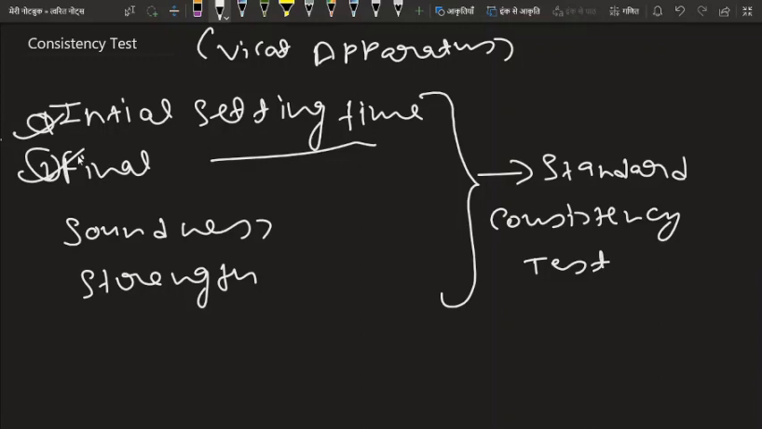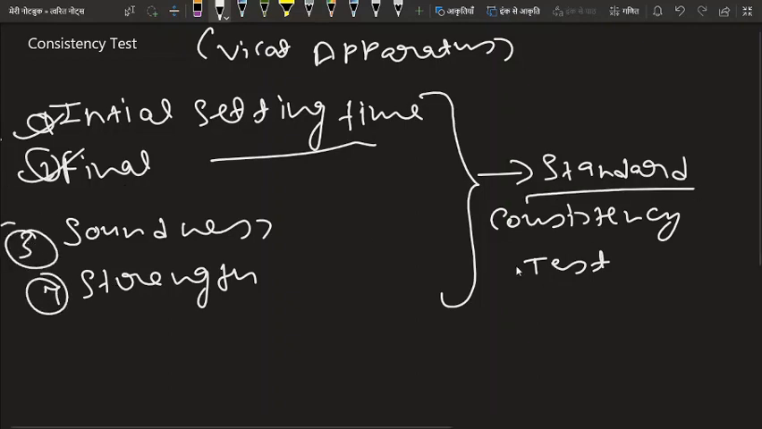In order to find out initial setting time and final setting time, soundness and strength, a parameter is referred to, which is the standard consistency test. The parameter referred to for all these four points is called standard consistency.